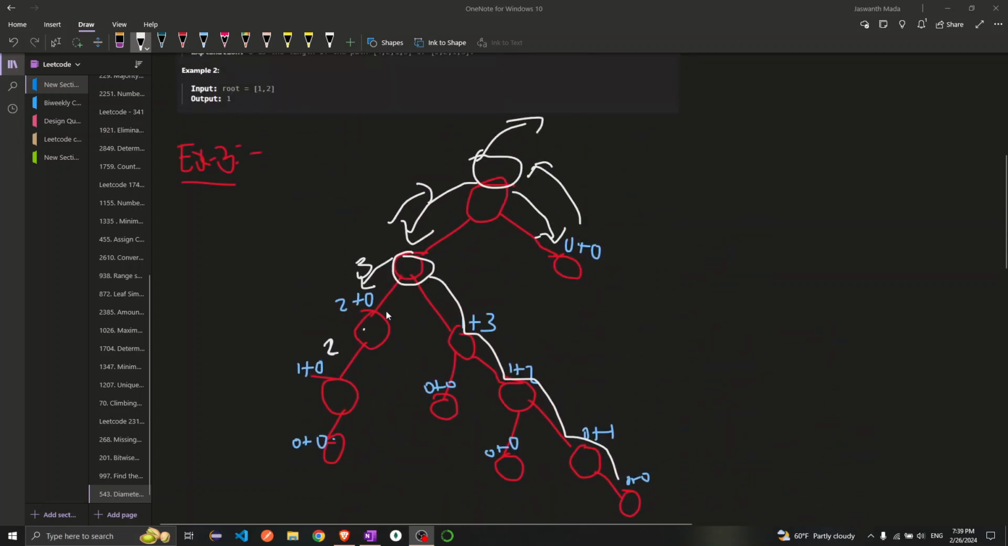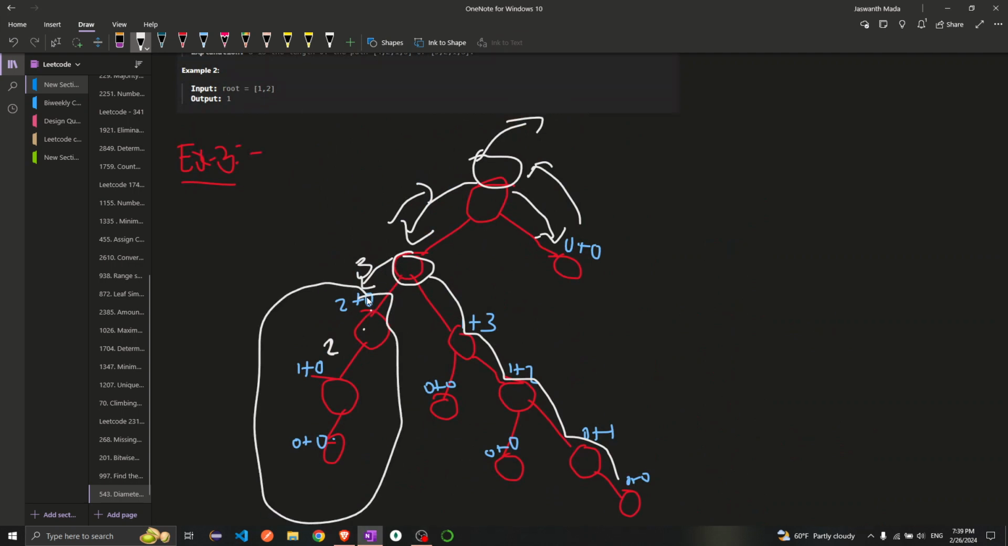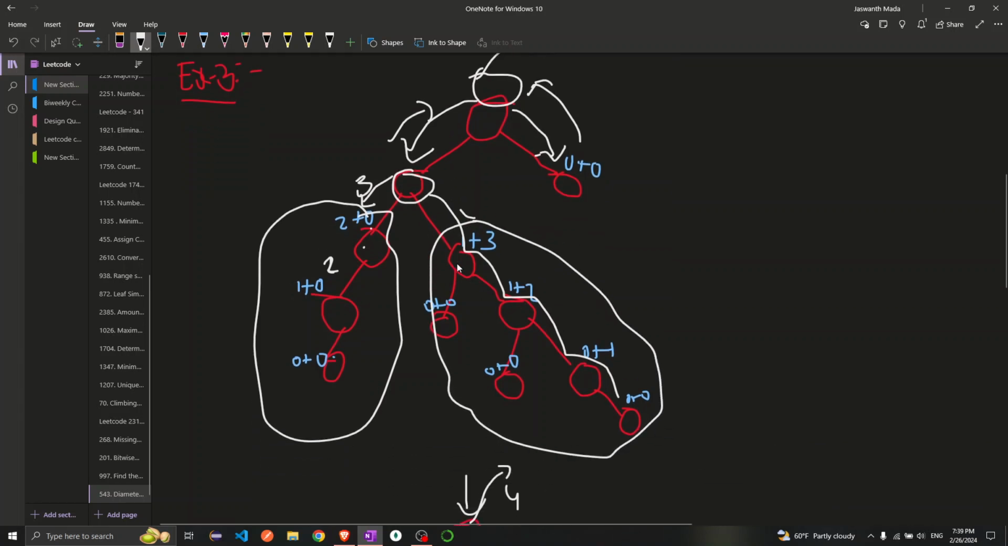From this node we'll ask this entire subtree to give the height of it. So it will give us 3, right? And from here we'll ask this subtree to give the height of it. What is the maximum height of this? 1, 2, 3, 4, right? So this will return 4. So we'll just add these two. 3 plus 4, which is 7, right? This will return 7.